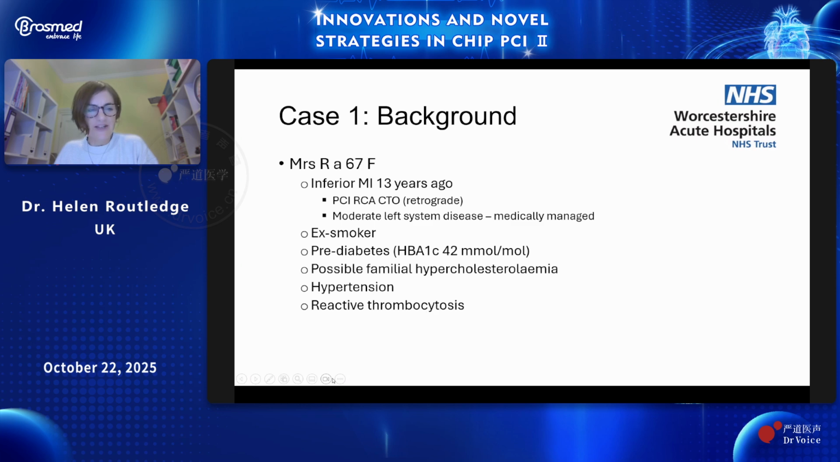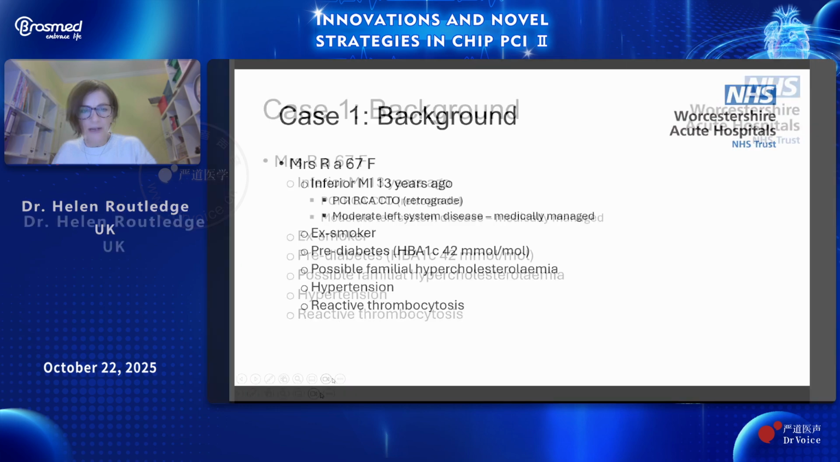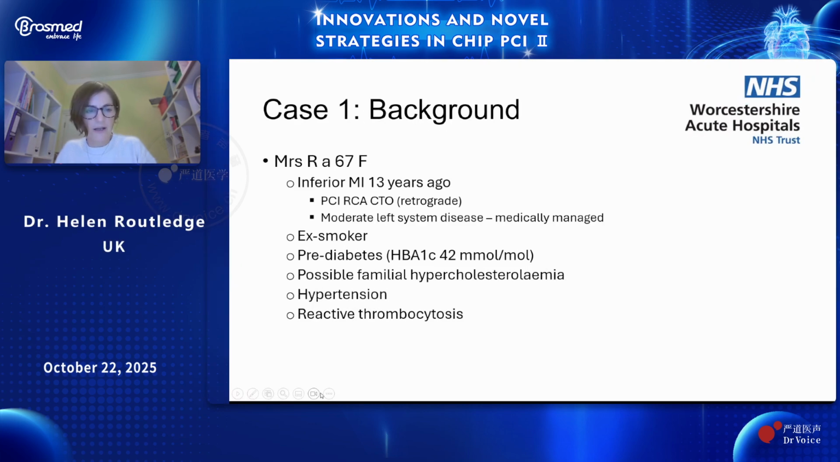The first patient is Mrs. R, who was a 67-year-old lady. She already had a long cardiac history, so she'd had an inferior MI 13 years ago, and she'd at some point had an angioplasty to a right coronary artery CTO, done a long time ago as a retrograde procedure with lots of stents that you'll see. She had moderate left system disease at the time. She used to smoke, pre-diabetic, probably familial hyperlipidemia, hypertension, and high platelets.